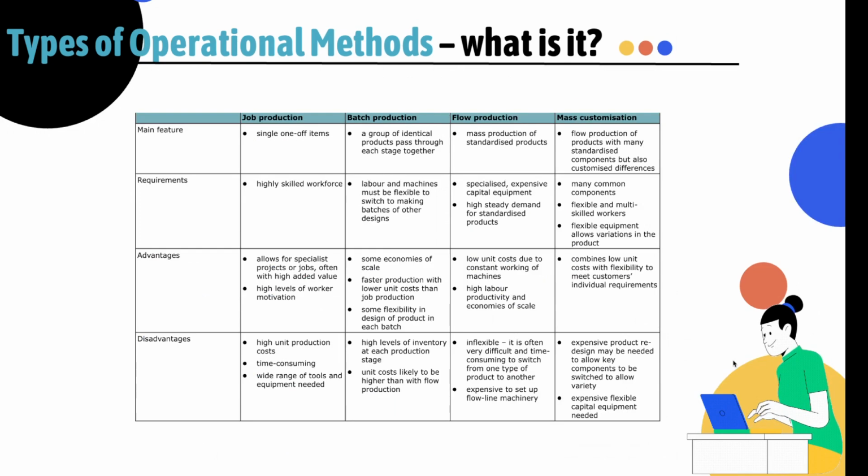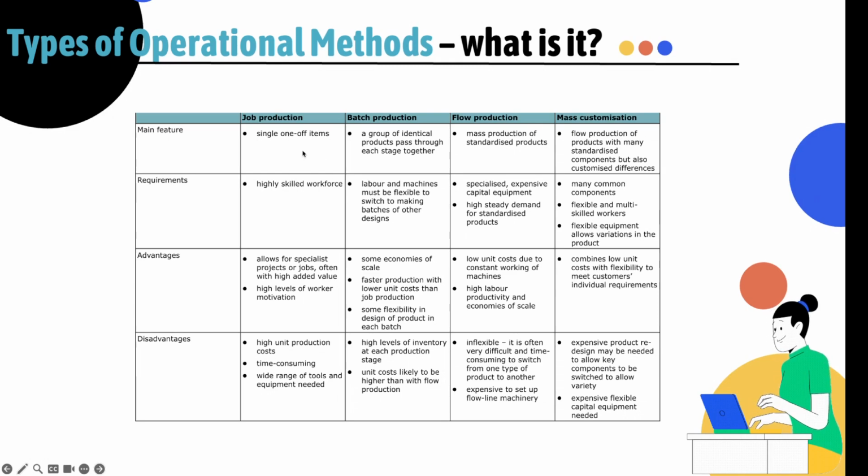Now, there are various types of operational methods. We have job production, we also have batch production, flow production, and mass customization. So let's differentiate them based on some of these areas to look at: their main feature, what is required in this kind of production, what are the benefits, and what are the limitations, right?